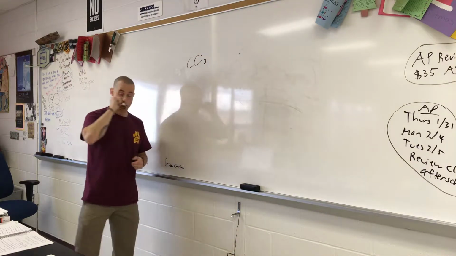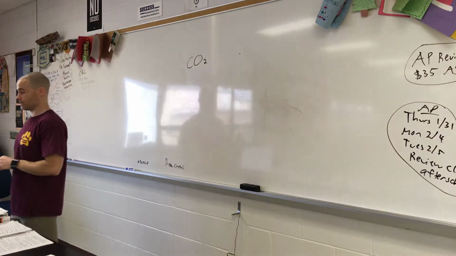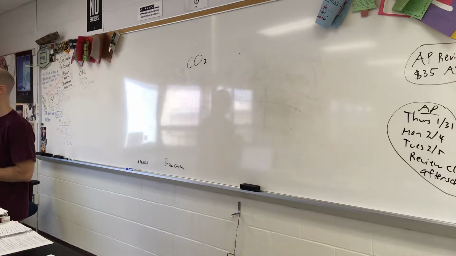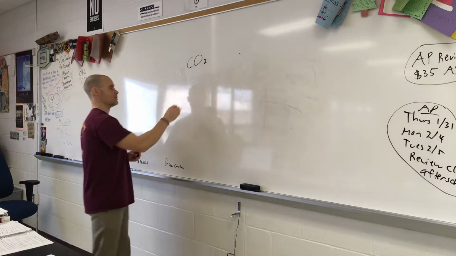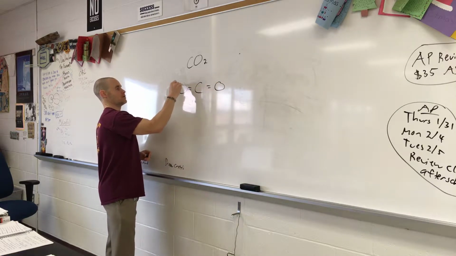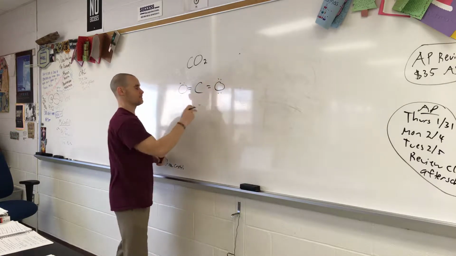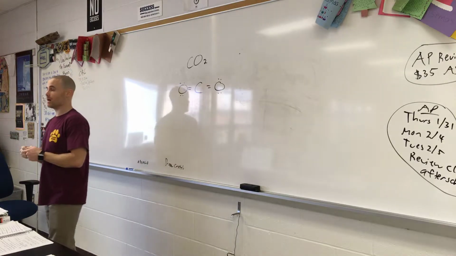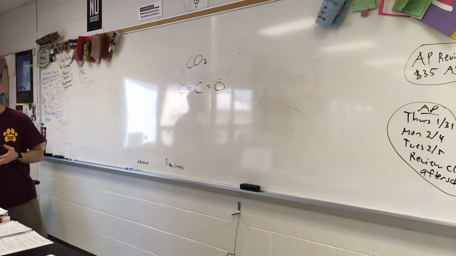CO2. I'm just going to give you the dot structure because it's going to help you in lab. CO2 looks like this. 2 what's called double bonds. There's 3 types of covalent bonds. A single, a double, and a triple.